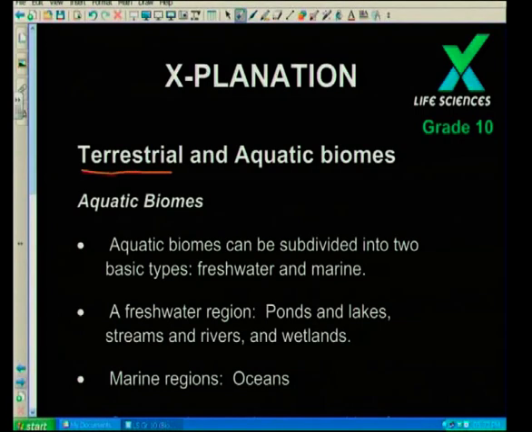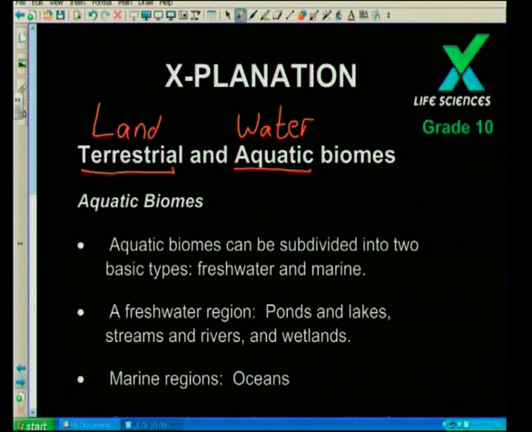All right, let's move on. We're going to look at specific terrestrial and aquatic biomes. What does the word terrestrial mean? You know what aquatic means: it comes from the word water. The word terrestrial is land. So we have two distinct types of biomes: biomes that are found on land and biomes that are found in water.